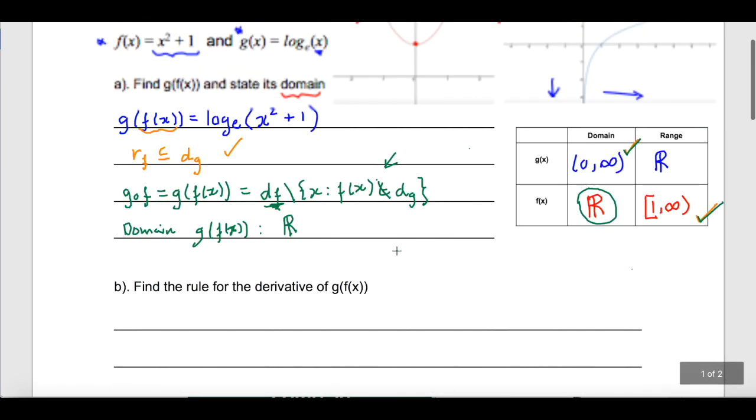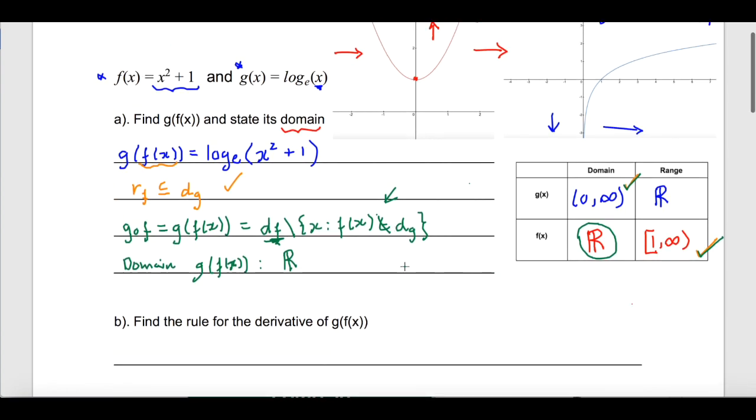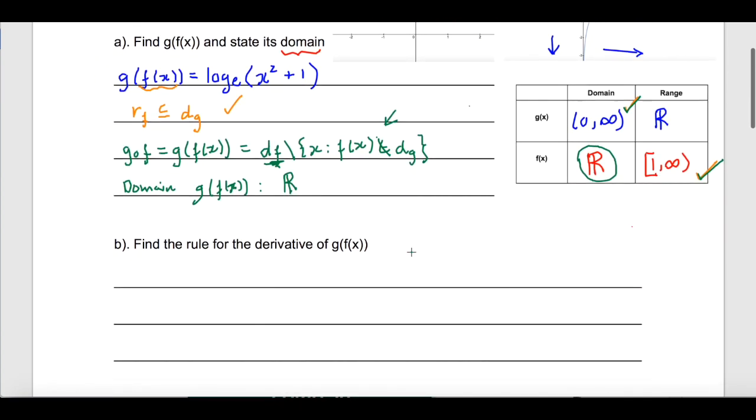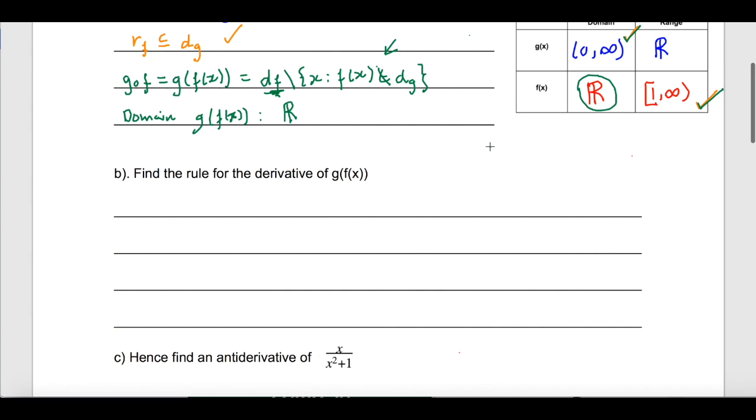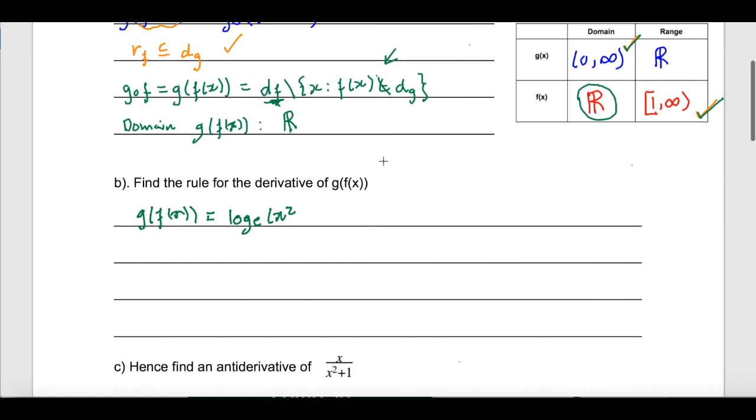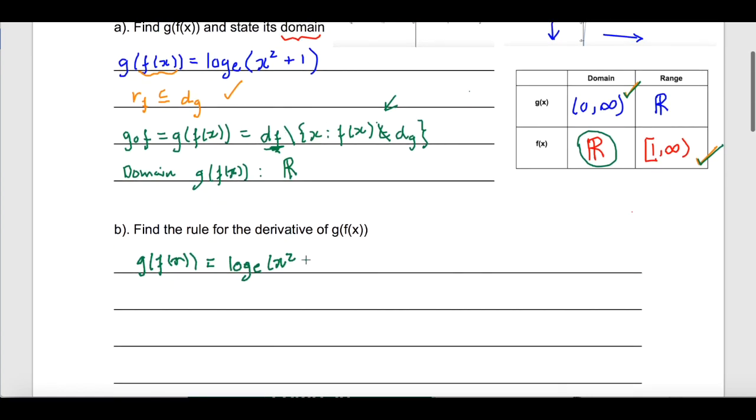Now let's smash through the next part. That's by far the hardest part of the question, I think. Definitely look in your textbook and research that to get a clear idea of it, because it will probably come up in exams and SACs. Find the rule of the derivative of g of f of x. All right, g of f of x, let's just quickly write it down. Equals log base e of x squared plus 1.